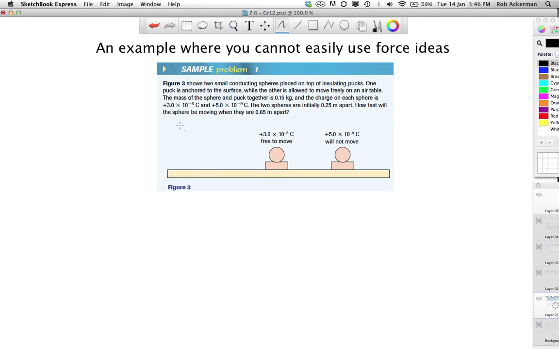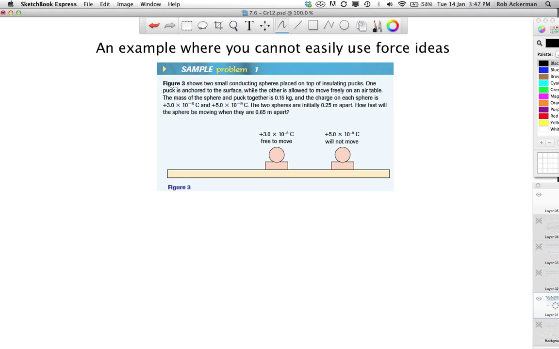The first example or application that we're going to look at comes to us from, actually, all of the examples today come to us from our textbook, Physics 12 by Nelson. The first one is in sample problem 1 in section 7.6. This is an example of the movement of charges through an electric field, but keep this in mind, it's one where you cannot easily use force ideas.